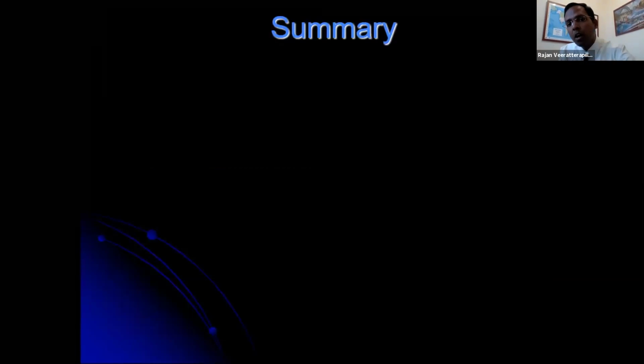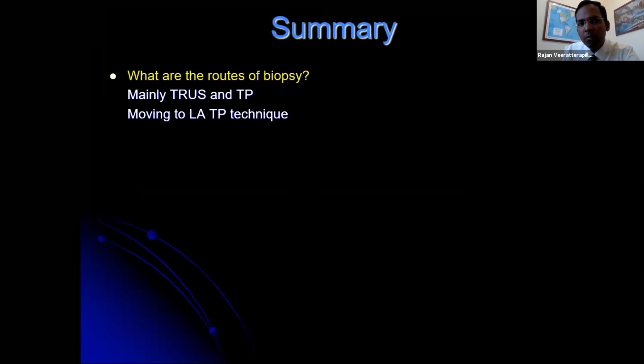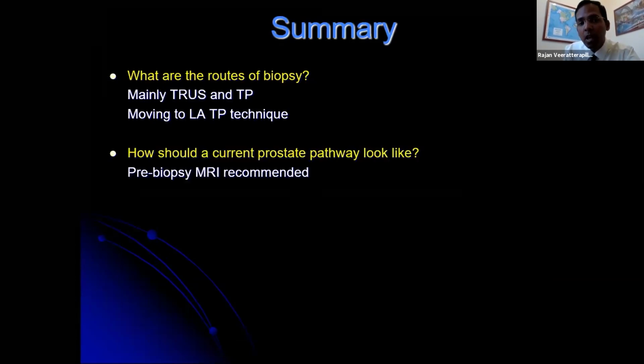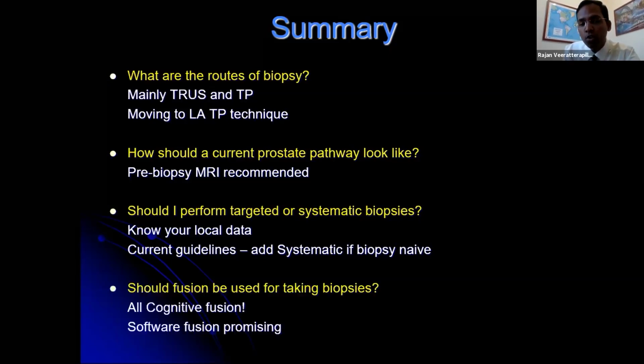So in summary, I hope I've given you a little idea of how we've come today. What are the routes of a biopsy? Well, mainly truss and TP, transperineal. We're moving to a local anesthetic transperineal technique, which we should do for a number of reasons. How should the current prostate pathway look like? Where a pre-biopsy MRI is recommended. Should I perform targeted or systematic biopsies? Important to know your own data. Current guidelines would suggest you should add a systematic biopsy if patients have not had one before. Should fusion be used for taking biopsies? Well, in the era of MRI, I would argue that all our biopsies are cognitively fused anyway, and software fusion is promising.